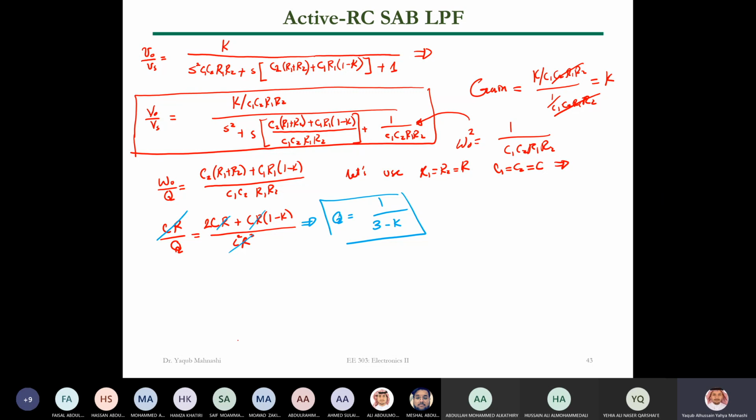We are not limited to a constant value, which is 1 over 3. Now we can play with the quality factor as much as we can, by playing with K. You should avoid using K greater than or equal to 3, right? Because if K equals 3, what do you think Q is here?